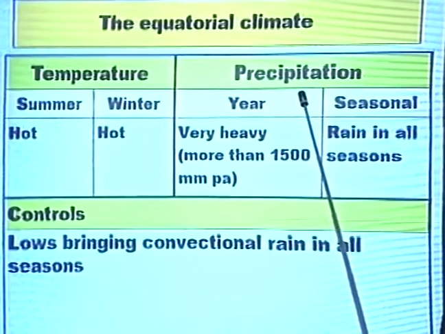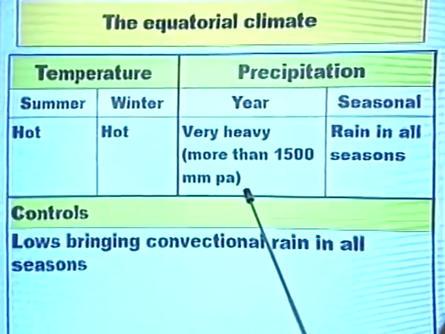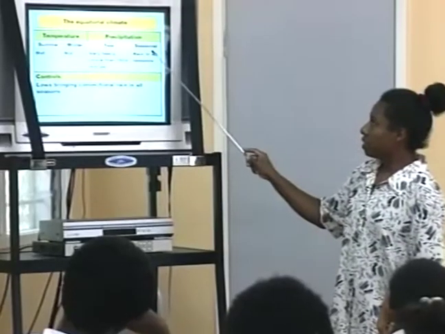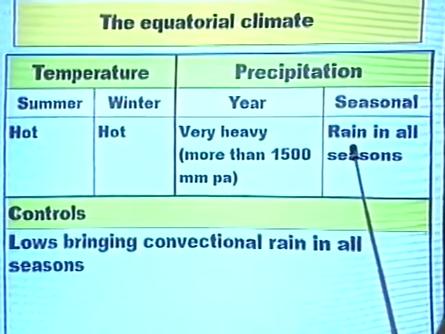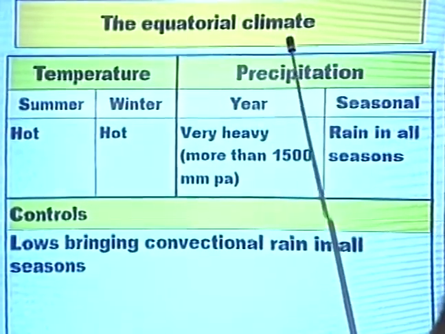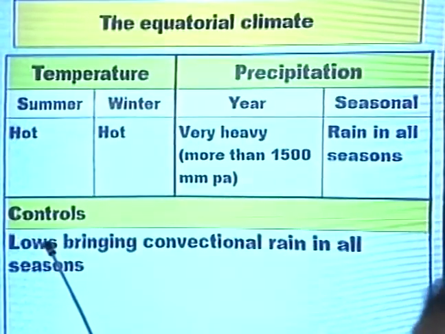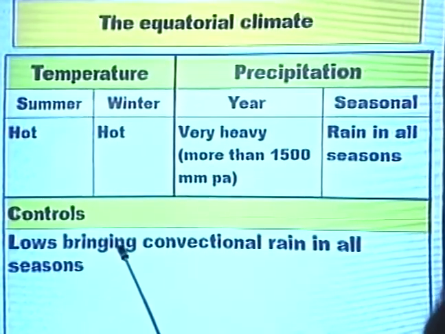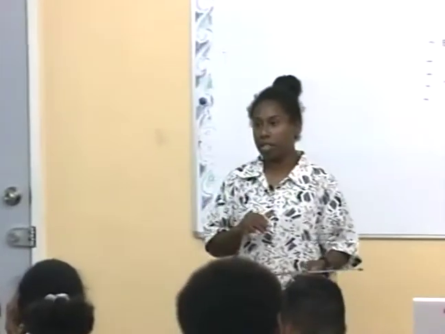Precipitation in the equatorial climatic regions is very heavy, more than 1,500 millimeters per annum or per year. In terms of seasons, rain actually occurs in all seasons within the equatorial climate. What would be the main controls then? The main control would be the low pressure belt or the doldrums, which brings in a lot of convectional rain in all seasons. Because we are at the equatorial low pressure belt, the air always rises, resulting in rainfall, which is mainly convectional all year round.